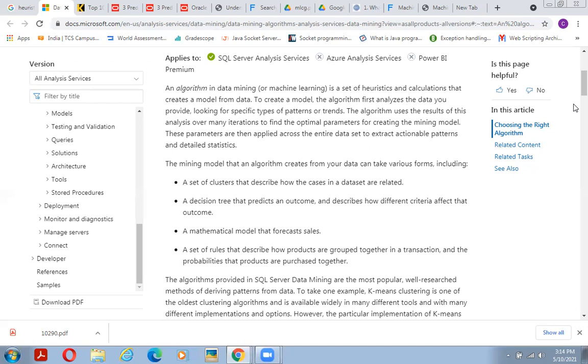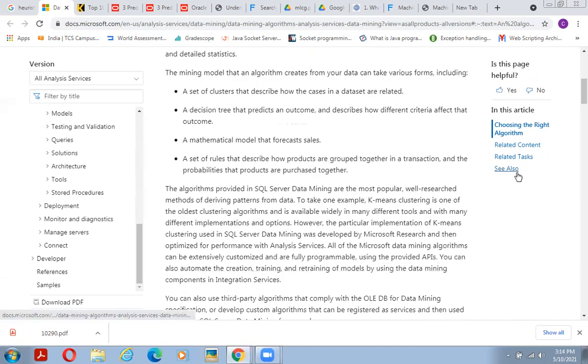Then after that, we go for a set of rules that describe how products are grouped together in a transaction and the probabilities that products are purchased together. Some symptoms are common between two diseases like COVID-19, encephalitis and influenza and so on. So we can group those things also, and then we get the transactions, and we understand our problem set in a better manner.